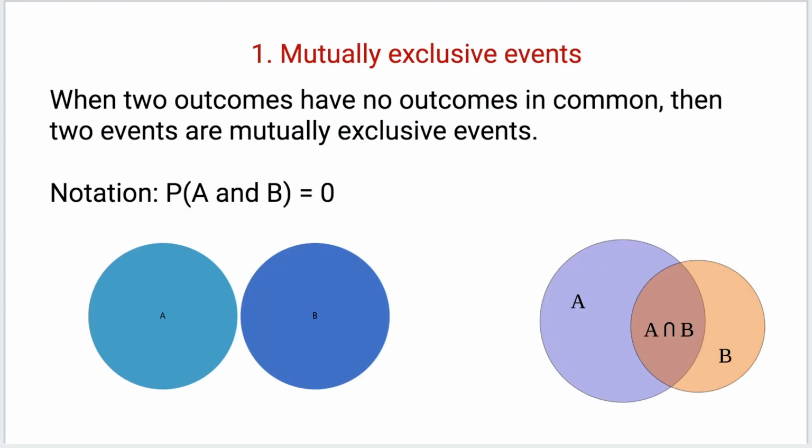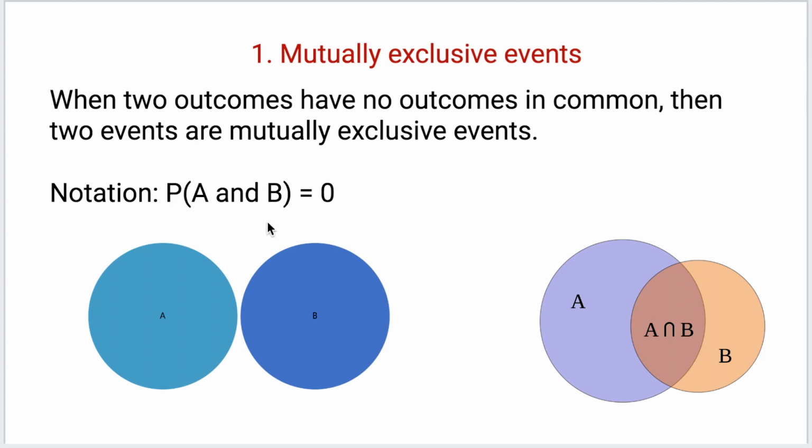So the first concept is mutually exclusive events. When two events have no outcomes in common, then those two events are mutually exclusive events. So if they have common outcomes, that means the two events overlap. Now, if those two events are mutually exclusive, when you try to calculate the probability of A and B being two different events, that probability will be equal to 0 because the two events do not have a common outcome.